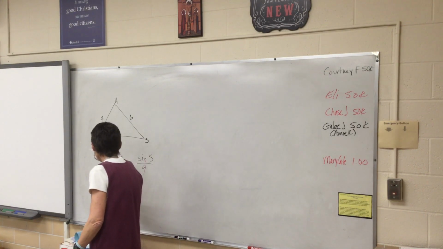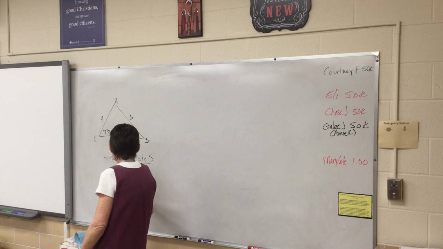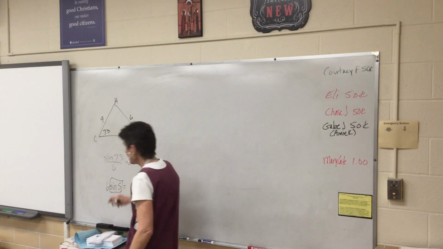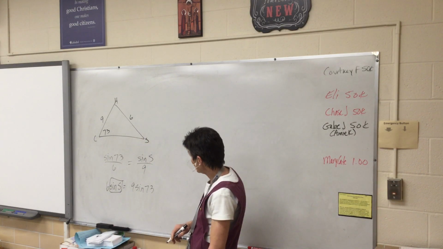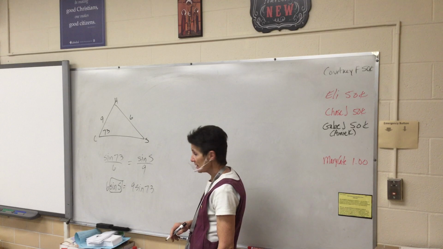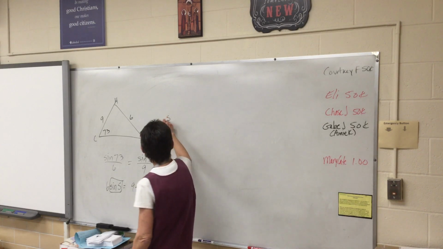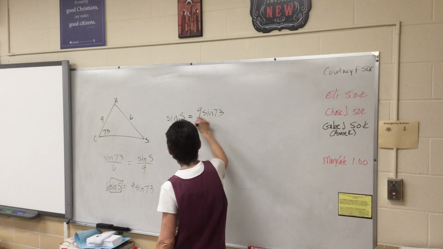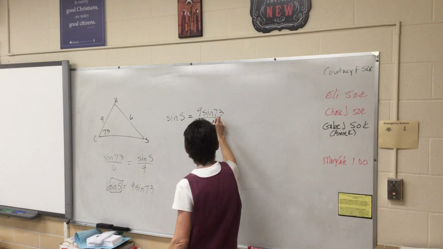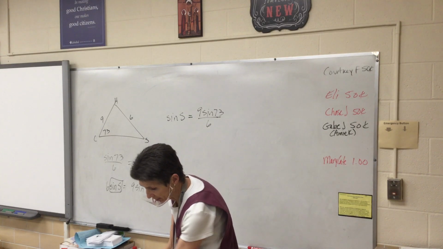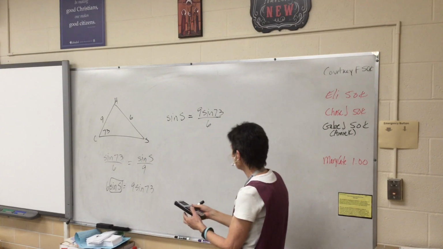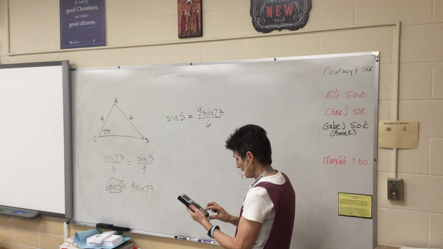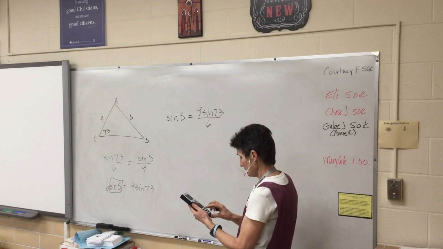So 6 sine S equals 9 sine 73. And remember, your variable is sine S. So you're going to be dividing by 6. So sine S equals 9 sine 73 over 6. We just talked about this. How does that go into my calculator? Second sine, 9 sine 73 divided by 6.